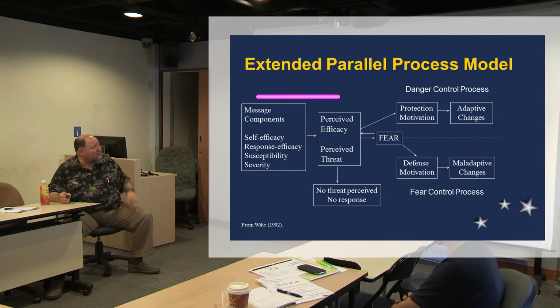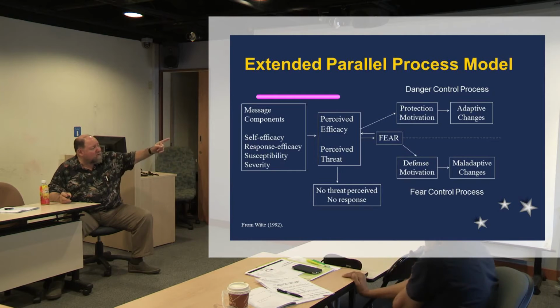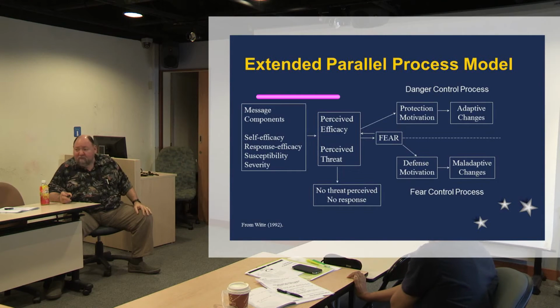If they don't feel that they can control the fear, then they get defensive. They want to avoid it. They're not going to be able to deal with it. So you want to move them towards danger control rather than fear control. Fear control is basically blocking out the message. Danger control is dealing with the problem.